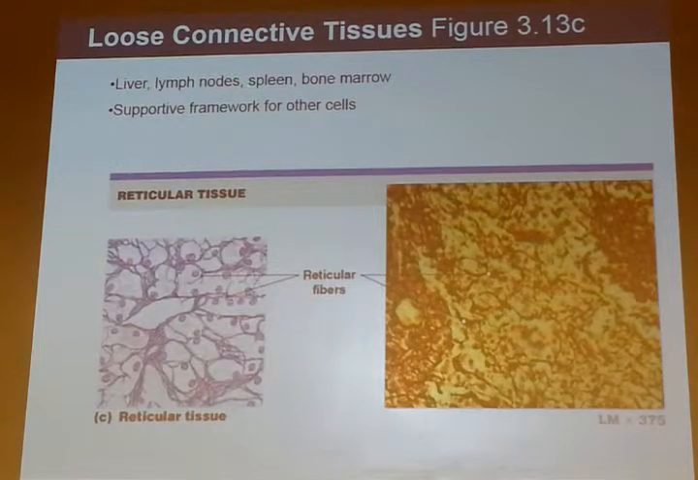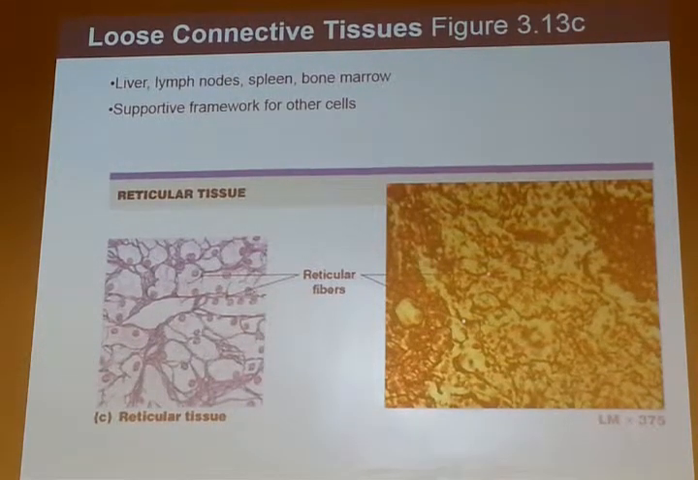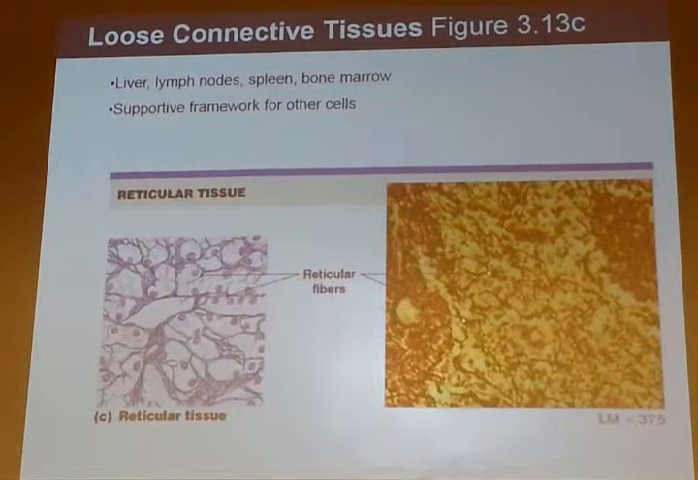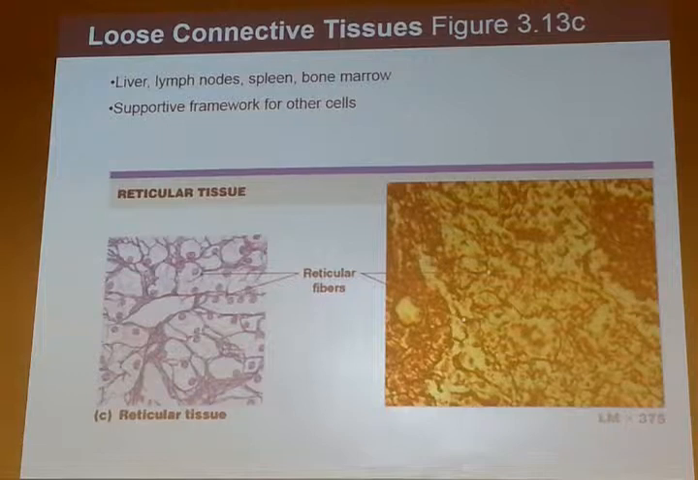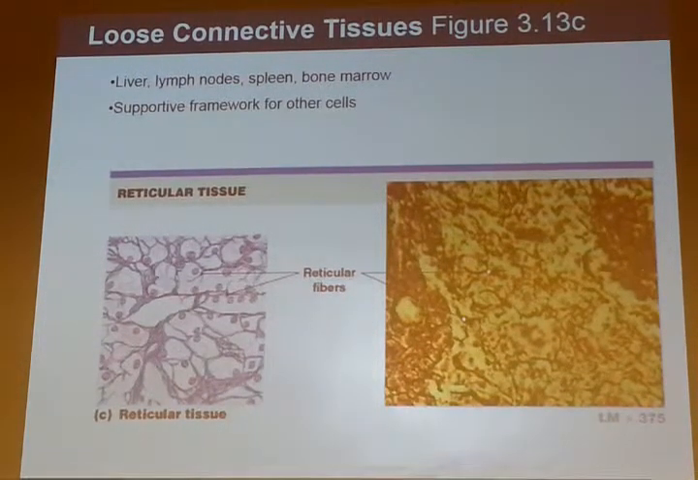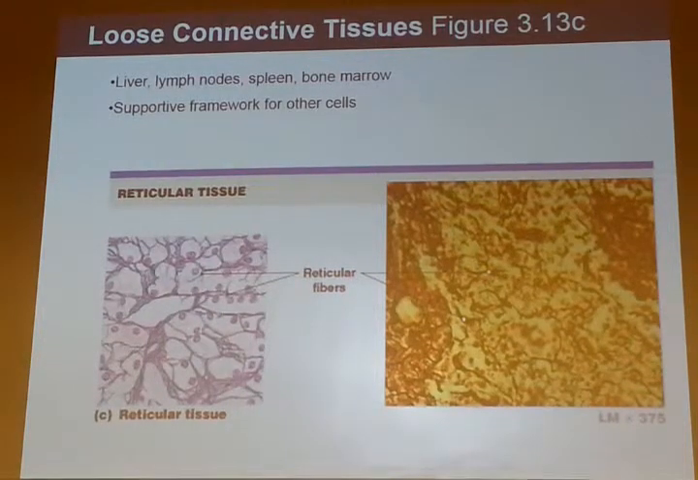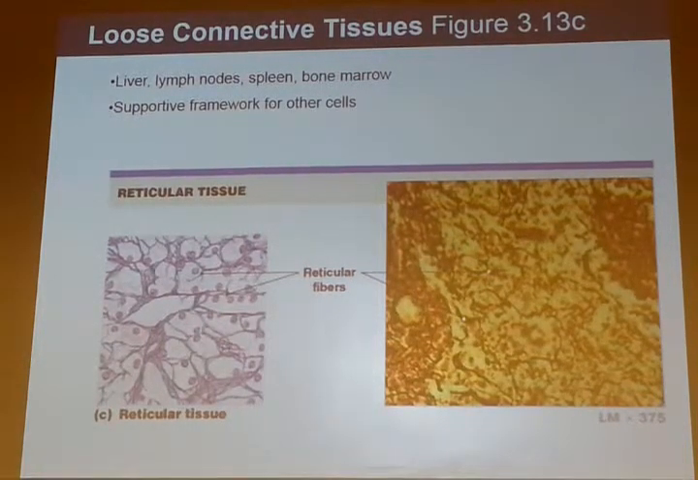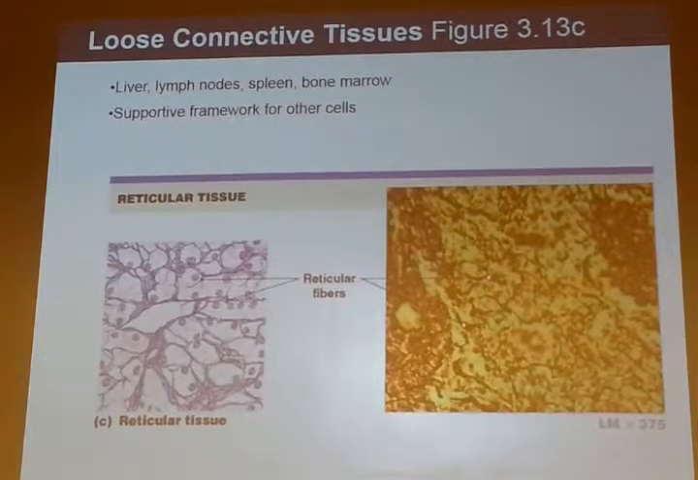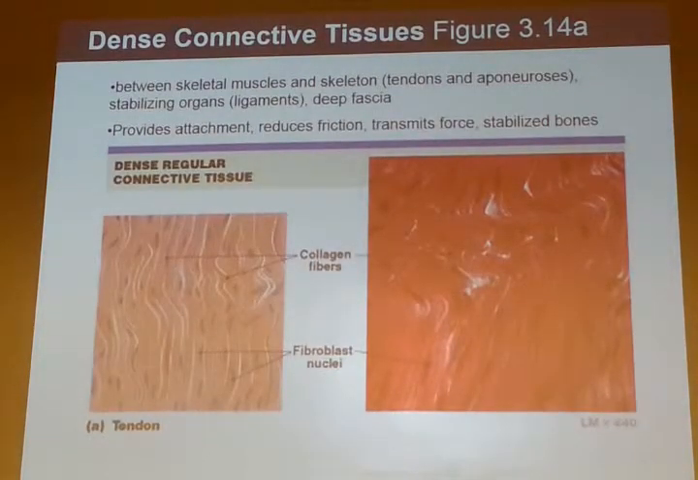Mentioned spleen, again, white blood cells looking for old raggedy red blood cells hang out on reticular fibers in the spleen. And then the cells that form your blood in your bone marrow, they will hang out on reticular fibers. And they will then differentiate and become mature enough to be released into the bloodstream. So they're primarily a supportive network for other cells.